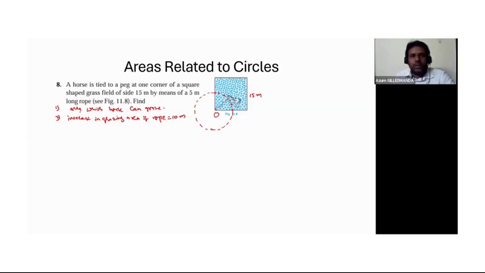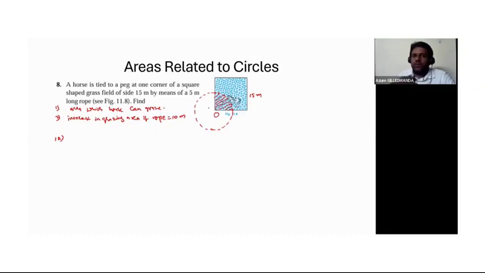So what is the first one? Area which the horse can graze. So this is the area, right? This area that I am shading now, that's the area that the horse can graze. You all agree? So for the first one, the answer is, what is that area? 1/4 of the circle. So what is this circle area?